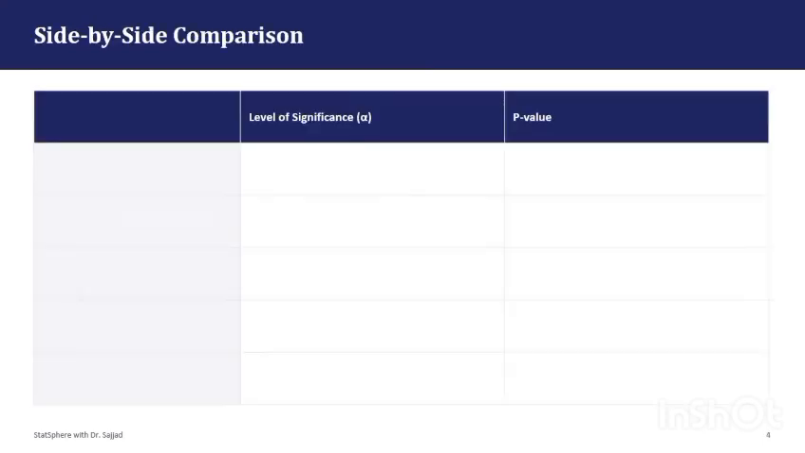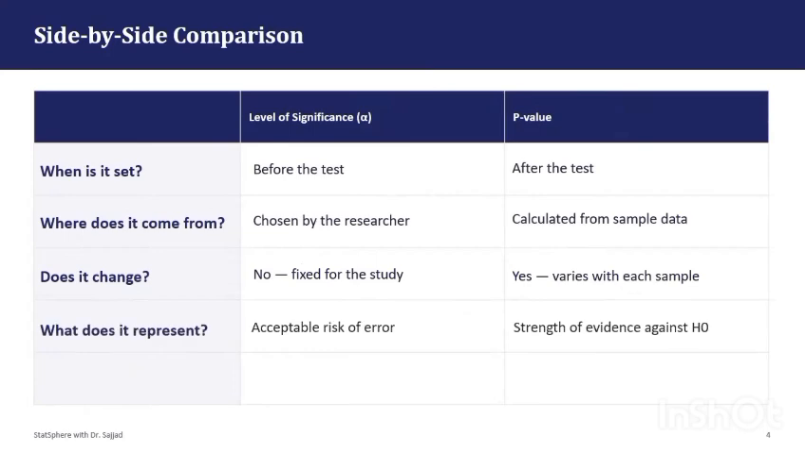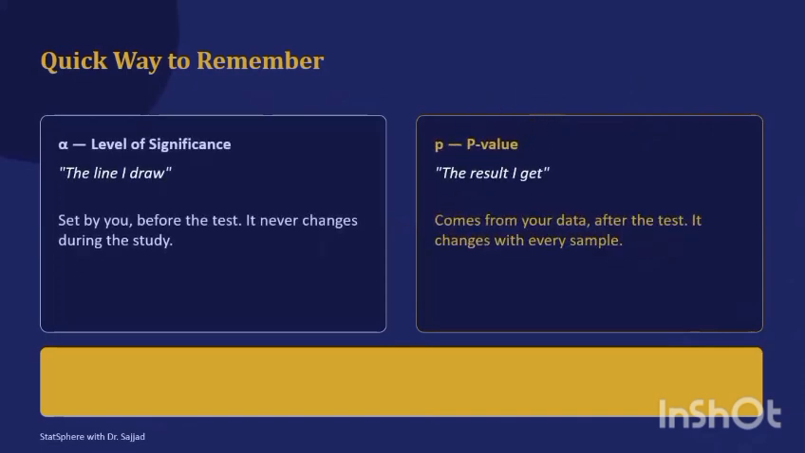So if we compare the two side by side, alpha is set before the test, while the p-value is calculated after the test. Alpha is chosen by the researcher, while the p-value comes from the sample data. Alpha stays fixed for the whole study, while the p-value varies with every new sample. Alpha represents the acceptable risk of error, while the p-value represents the strength of evidence against the null hypothesis. And finally, alpha acts as the benchmark we compare against, while the decision rule is, if p is less than or equal to alpha, we reject the null hypothesis. To remember this simply, alpha is the line I draw, and the p-value is the result I get.